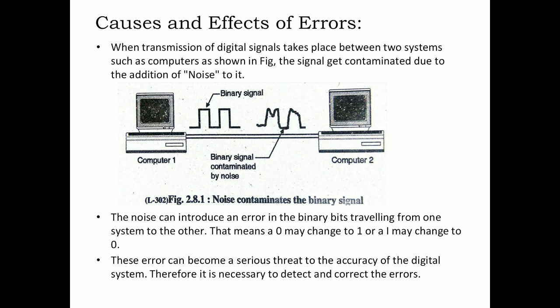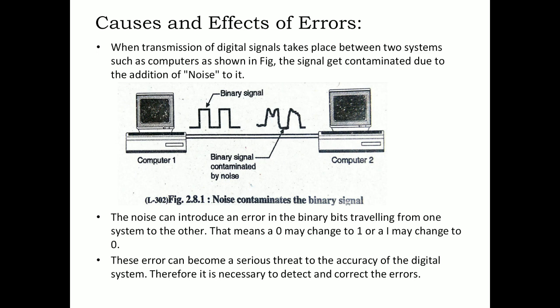So the next topic is causes and effects of errors. Now, first thing, what is error? Error is nothing but the noise introduced in any signal. When transmission of digital signals takes place between two systems such as computers, as shown in this diagram, the signal gets contaminated due to the addition of noise to it.